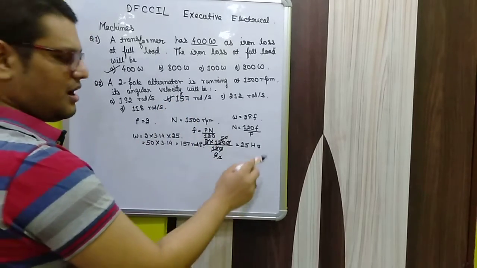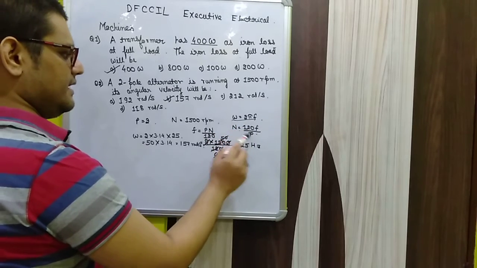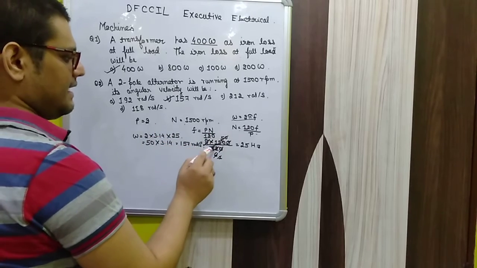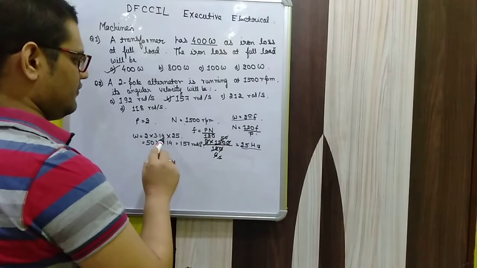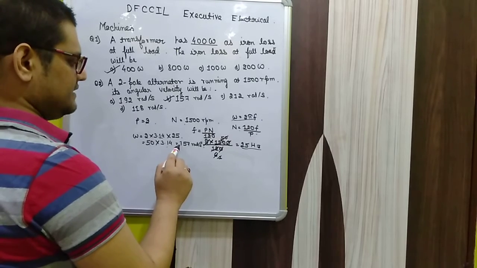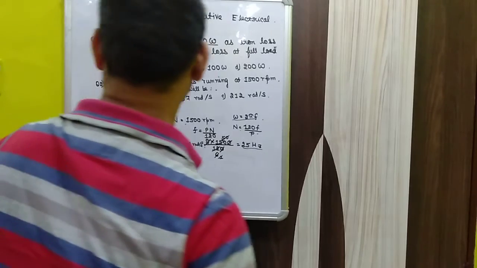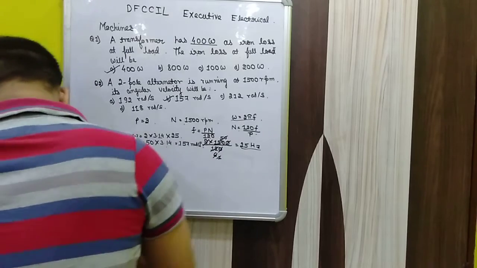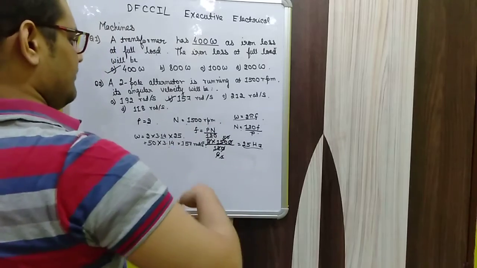I hope you have understood how I calculated the angular frequency. Omega is equal to 2 pi f. We know N is equal to 120 f by P, so f is equal to PN by 120. We put the values of poles and speed and get the frequency as 25 hertz. Then 2 into 3.14 into 25, that is 50 into 3.14, is 157 radian per second. I hope this answer is very clear to you. Now we approach the next question, question number 3. Before that I'm going to erase the first two questions.